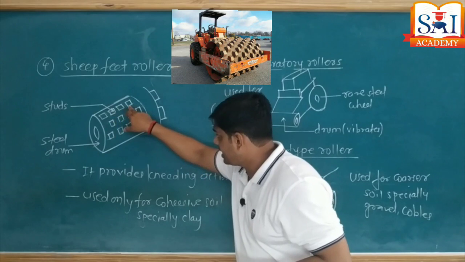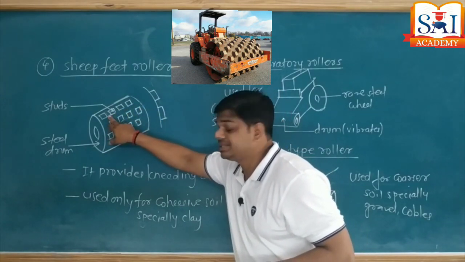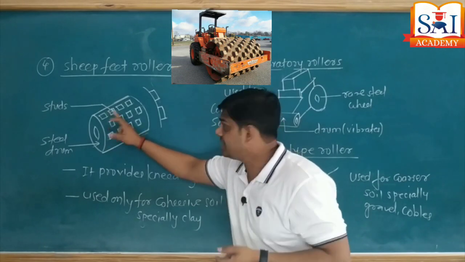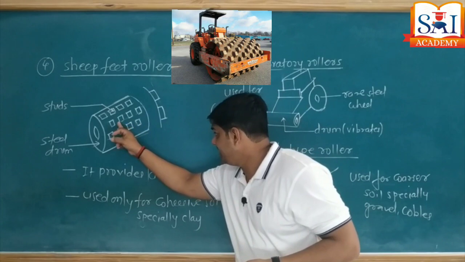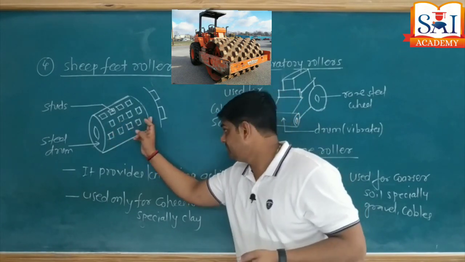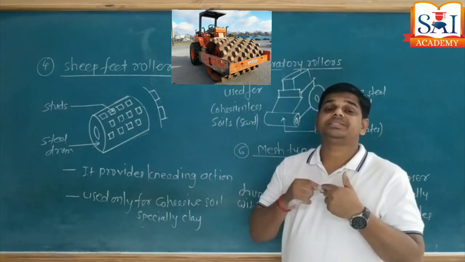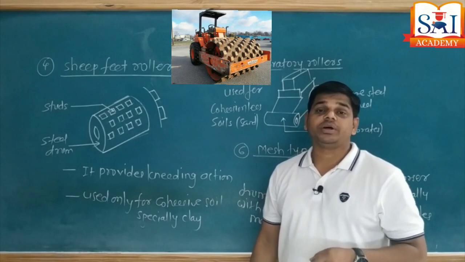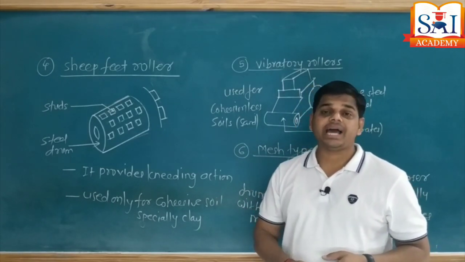These studs are arranged in such a way that the space between two studs is covered by the studs arranged in the second row. The space vacant between two studs is covered by the studs available in the next row. It means it's a staggered arrangement of the studs, and the studs compact the soil by an action known as kneading action.